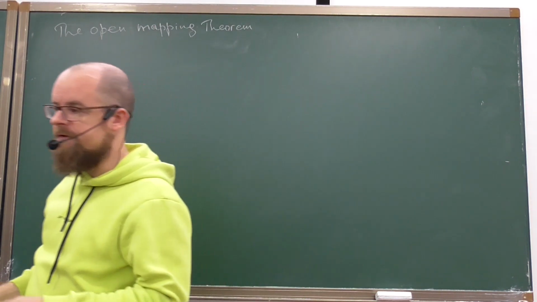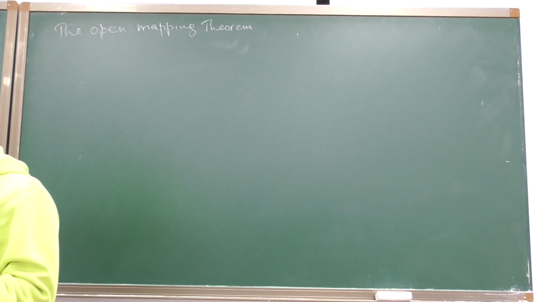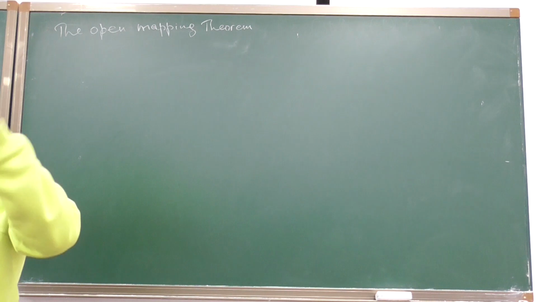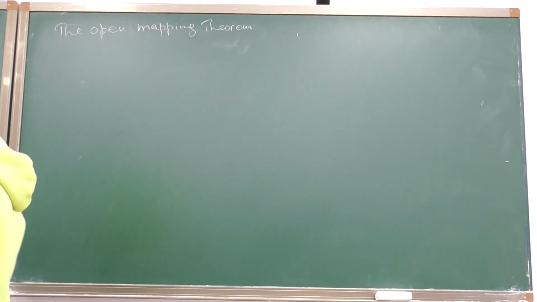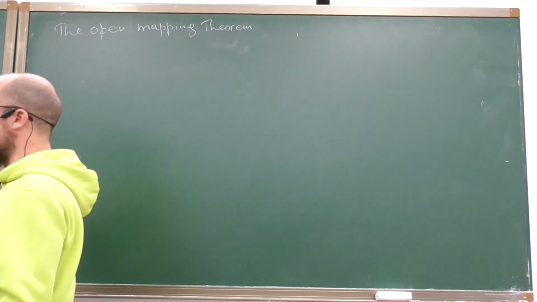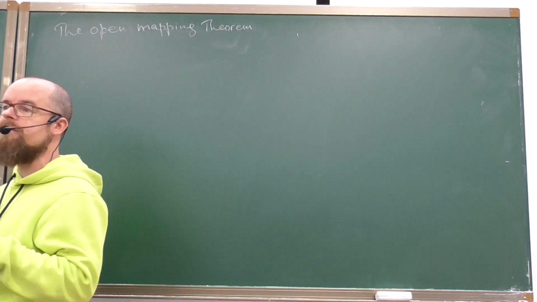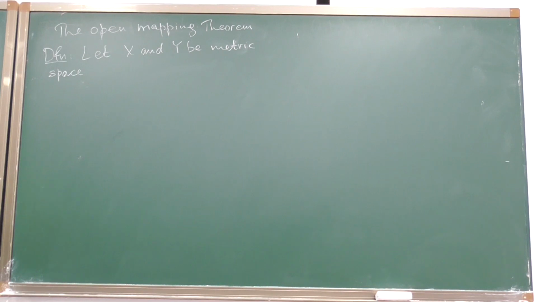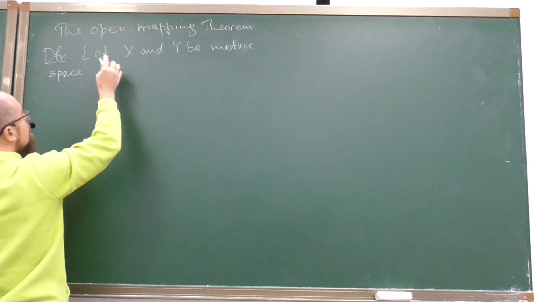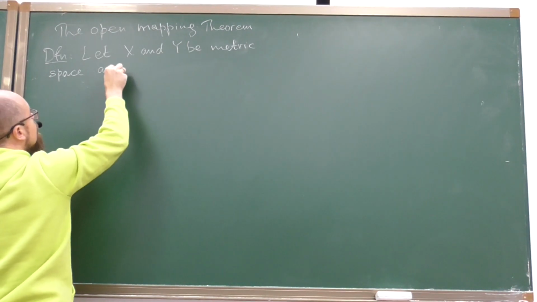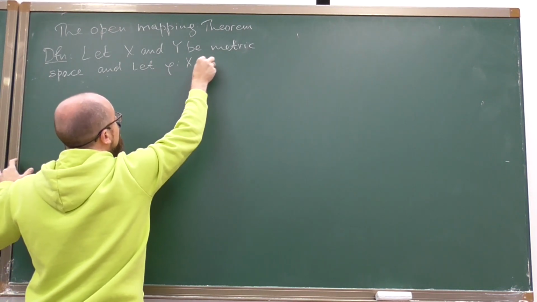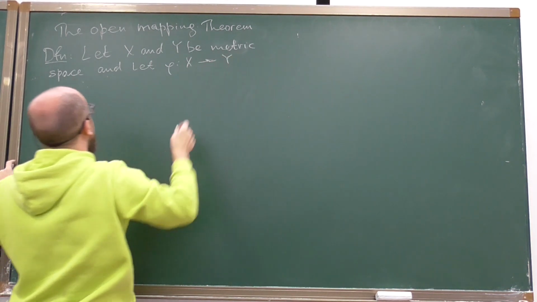Let me start with the definition of the open mapping. It is fairly simple. We call a mapping open if it maps open sets to open sets. And I will state this definition in general metric spaces. So we take two metric spaces X and Y, and let phi be a mapping from X to Y.